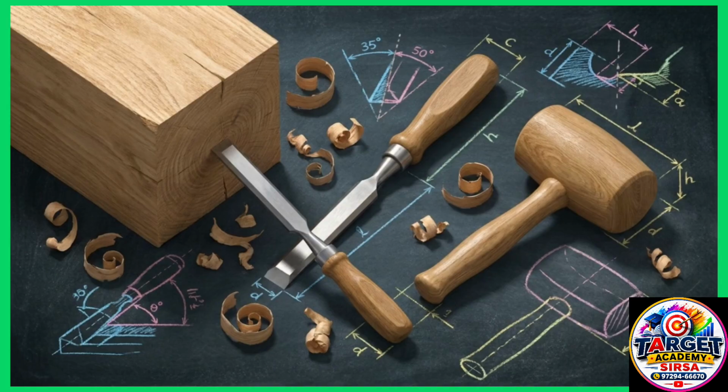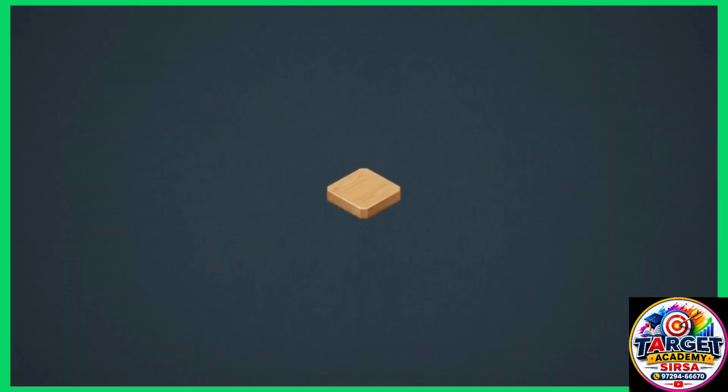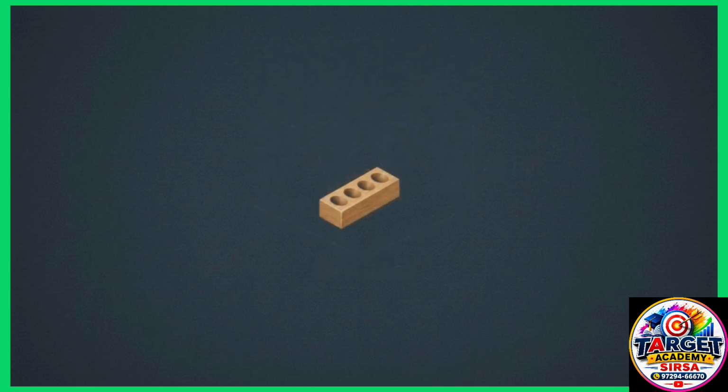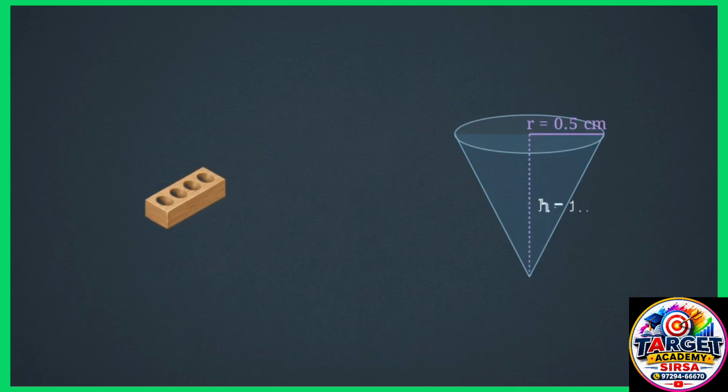So far, we've built complex objects by adding primitives together, but manufacturing often involves the exact opposite process, carving material away. Look at this wooden pen stand. It starts as a solid rectangular cuboid, 15 by 10 by 3.5 centimeters. Then, 4 identical conical cavities are drilled into it to hold the pens. Each hole has a radius of 0.5 centimeters and a depth of 1.4 centimeters.